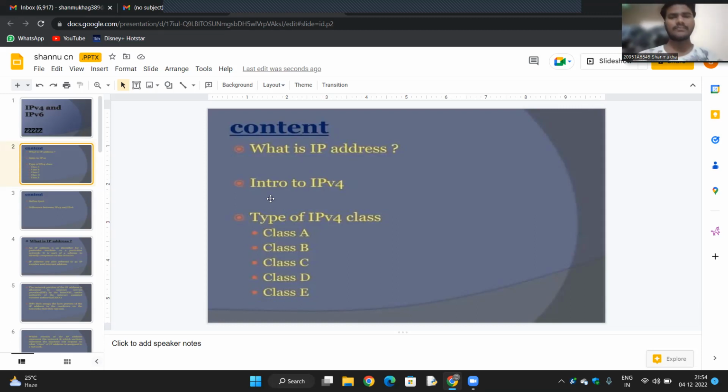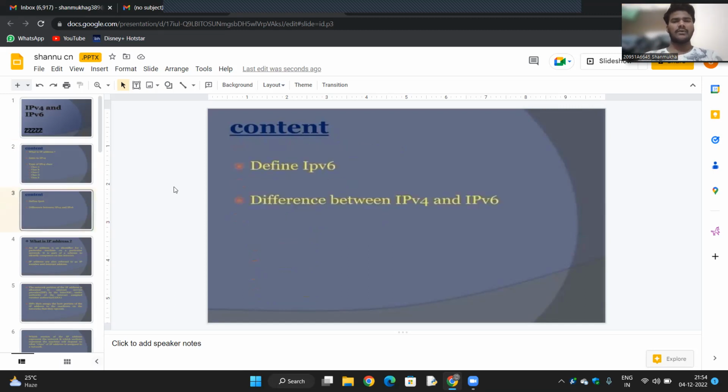And here there are two types of IP addresses. The first one is IPv4 and the second is IPv6. First of all, we'll get into the topic IPv4. In IPv4, we will be having five types of IPv4 classes: class A, class B, class C, class D, and class E. Now, here is the difference between IPv4 and IPv6.